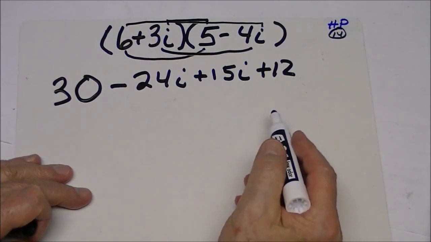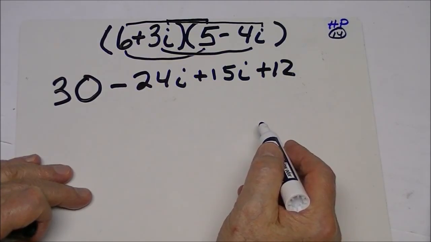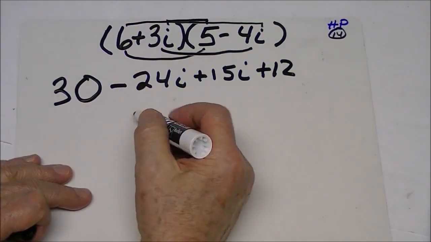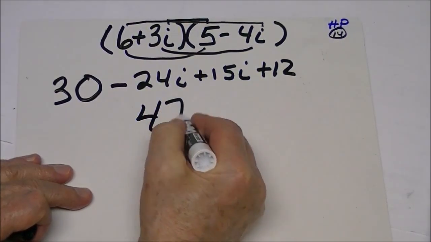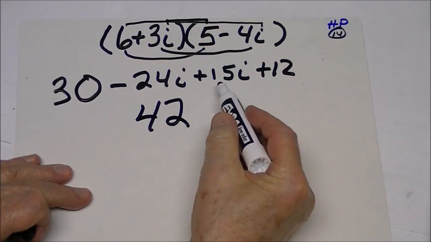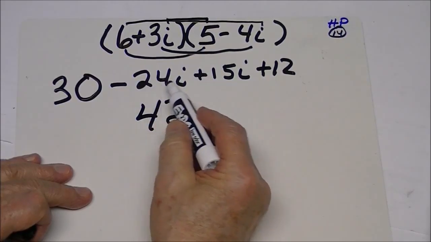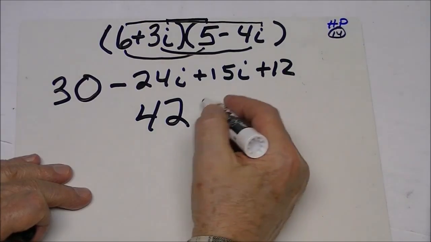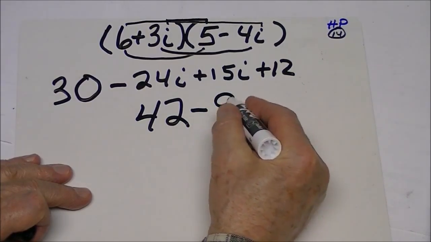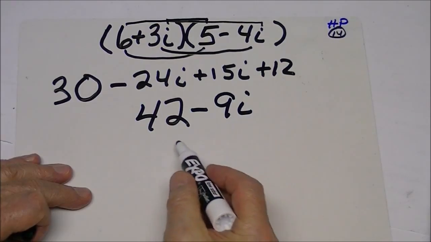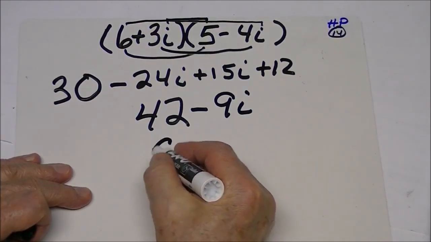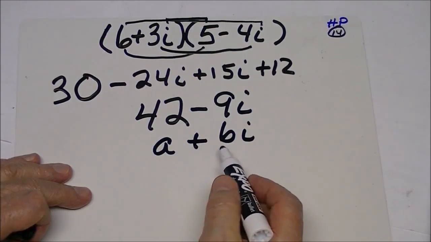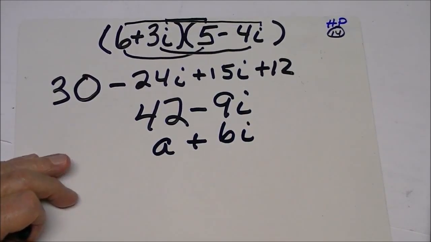Now, it's just a matter of collecting like terms. We have a positive 12 and a 30. That gives us a 42. And then we have a negative 24i and a positive 15i, which will leave us with a negative 9i. This is in our standard form, a plus bi. This is the correct way to write the answer.